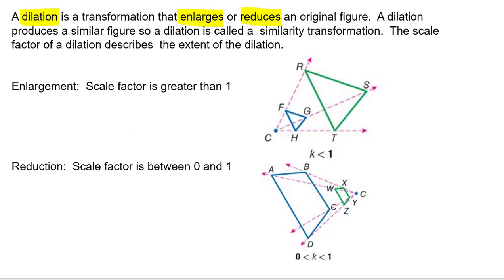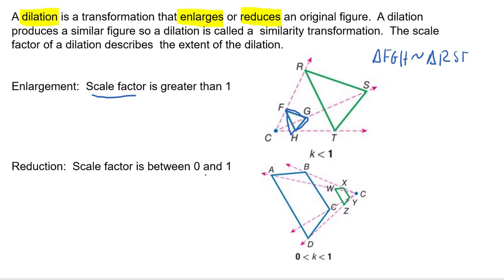So if you look here, in blue is your original. So this is my original. And if I enlarge something, my scale factor is going to be greater than 1. So I've enlarged this, where triangle FGH is similar to triangle RST. So I have a similarity transformation. Those two triangles are similar, okay? And RST is larger than the original figure.